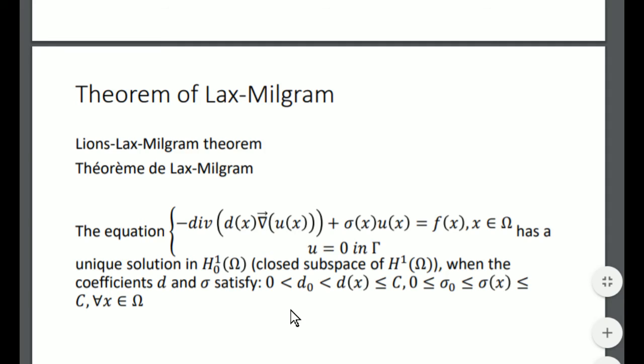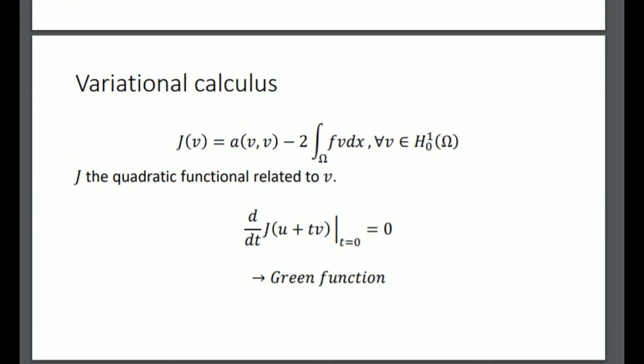Now we can move on to variational calculus. So what computer scientists like is to do a gradient descent. They love this. It's amazing. They really love it. So let's turn our PDE problem into a variational calculus problem. So here we will build a function J that will be the difference between A(v,v) and minus 2 times the integral of f v dx on omega.